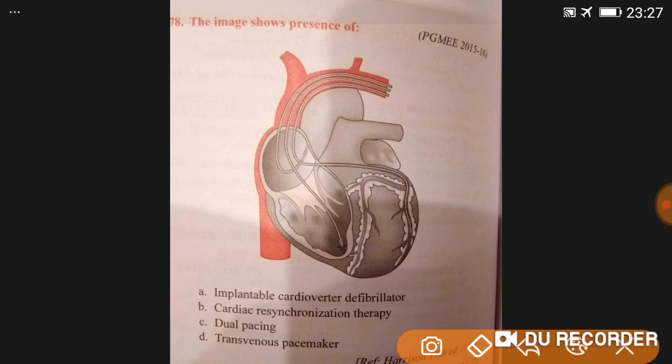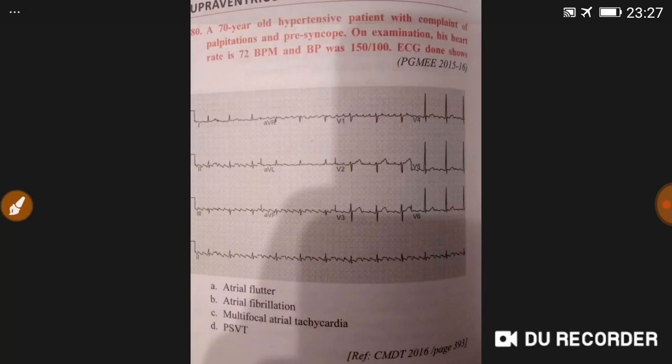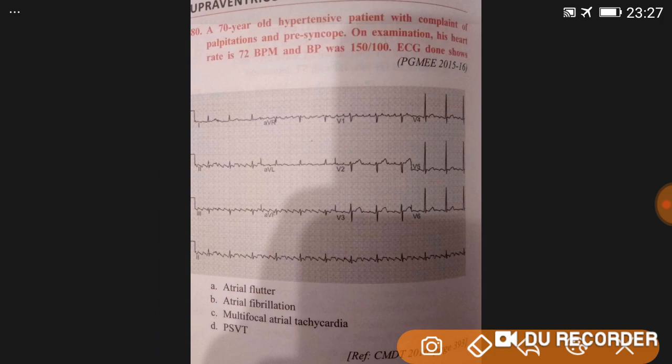The image shown is the presence of an implantable cardioverter defibrillator. A 70-year-old hypertensive patient with complaint of palpitation and pre-syncope. On examination, his heart rate is 72, blood pressure 150 by 100. The ECG shown here is atrial flutter. Remember.